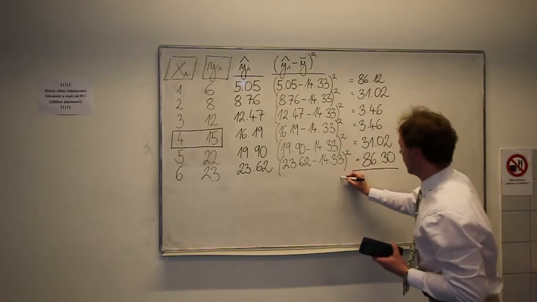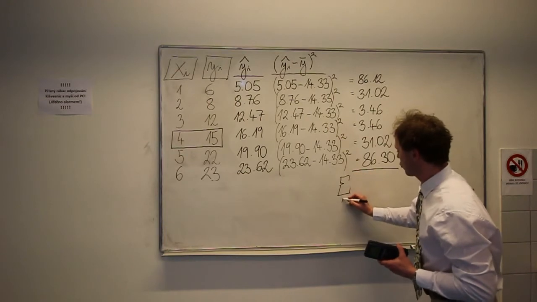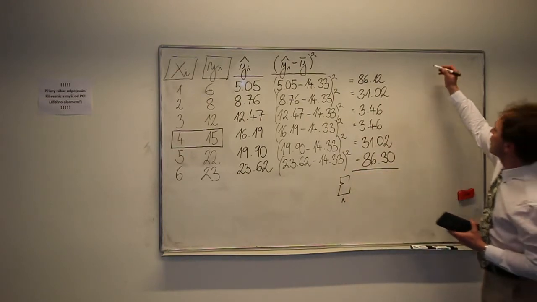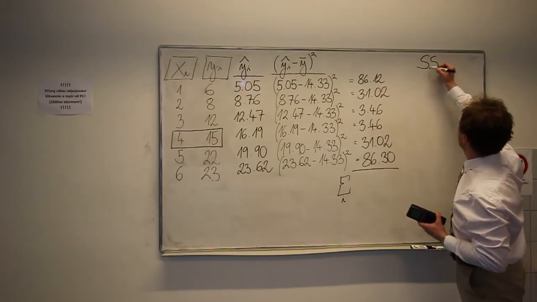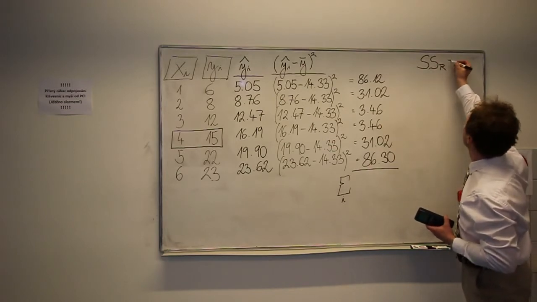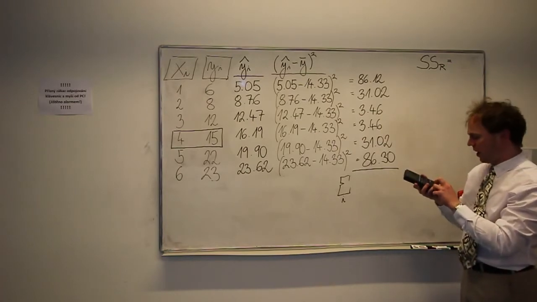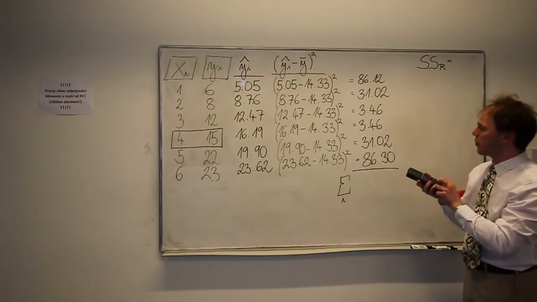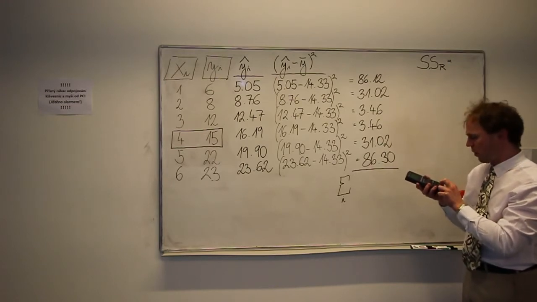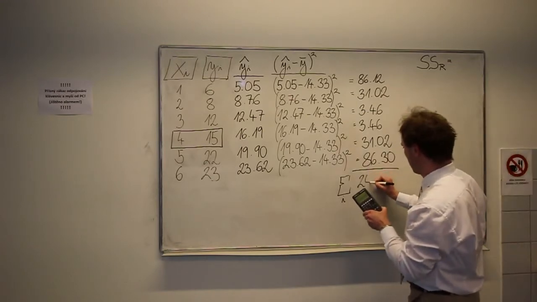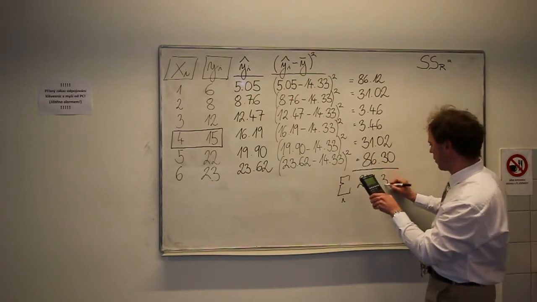If we calculate the summation through all E, we have here the sum of squares regression. Yes, regression sum of squares. 86.12 plus 31.02 plus 3.46 plus 3.46 plus 31.02 plus 86.30 equals 241.38.